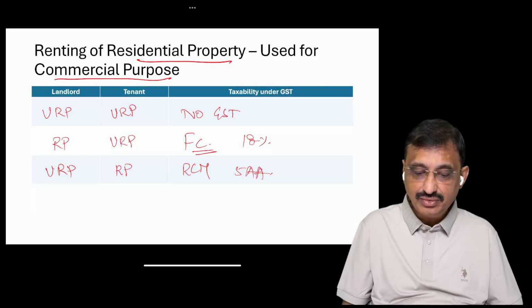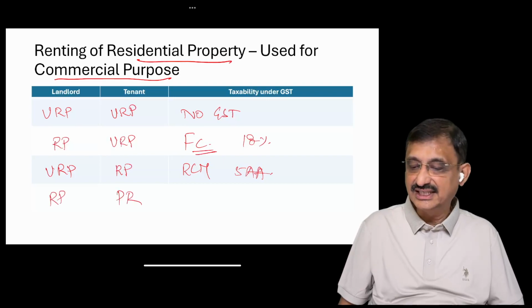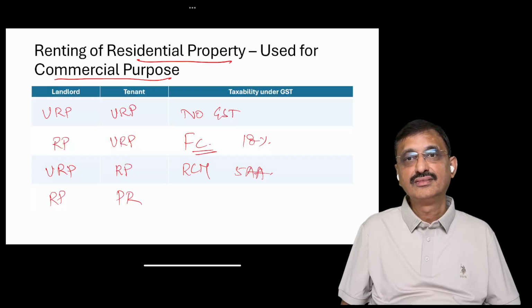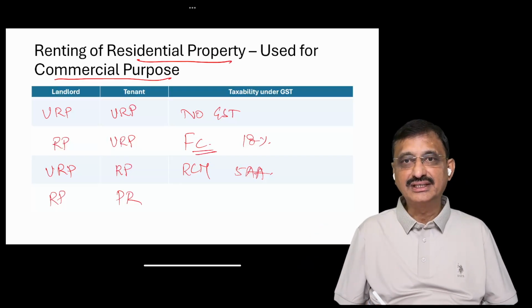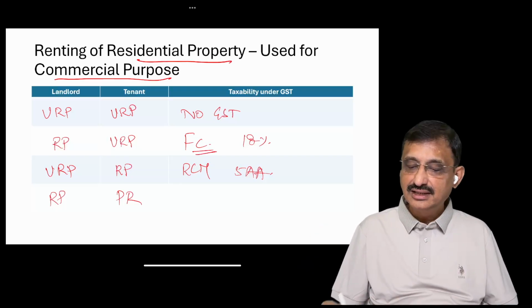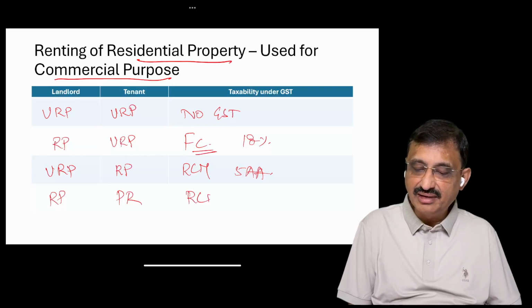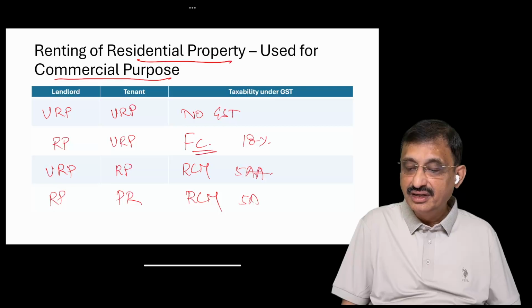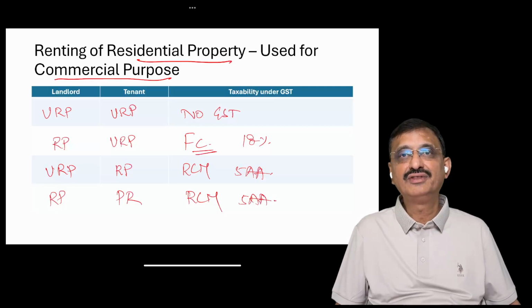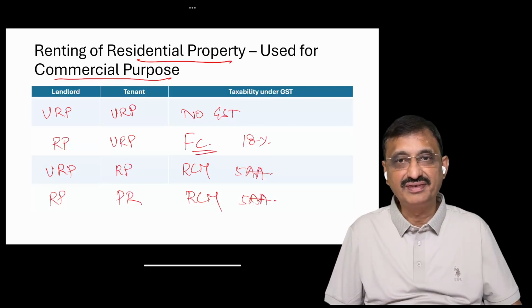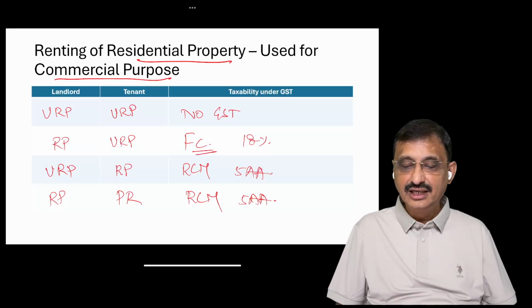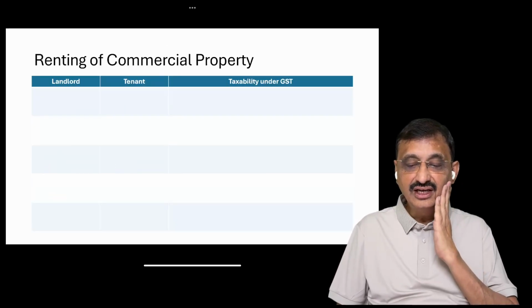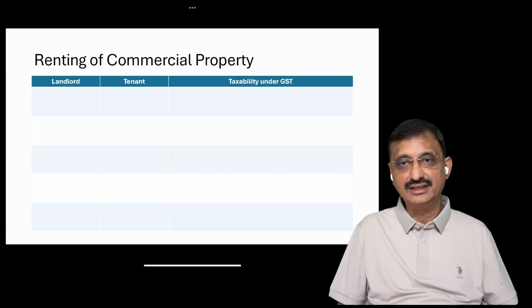Next is registered person to registered person. Tenant is a registered person. Therefore, RCM will come into play by virtue of entry number 5AA of the reverse charge notification. All right. Now let us come to renting of commercial property.